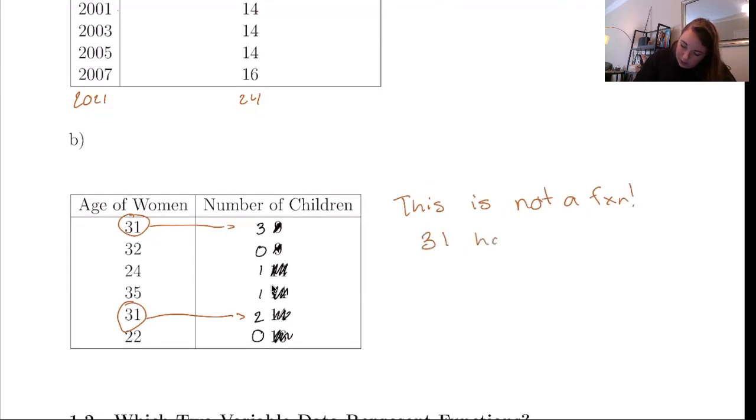31 has 2 different outputs. And it's important to note that they're different. If they were the same, it would be a function, but they're different. Because if it's 2 same outputs, it's just saying it's one output. Okay. I think that's my only repeater. Yeah. Okay, cool.